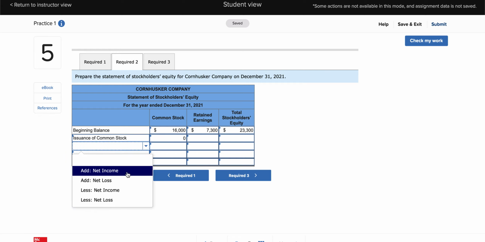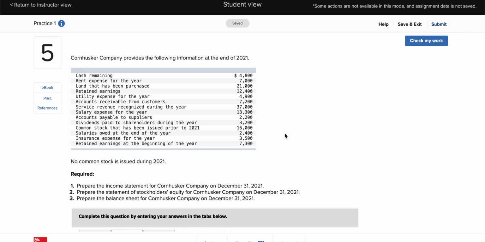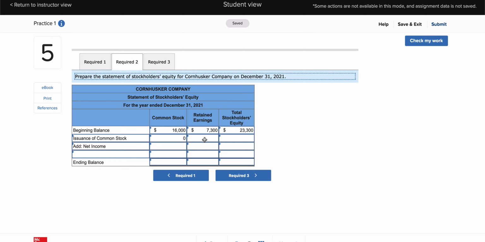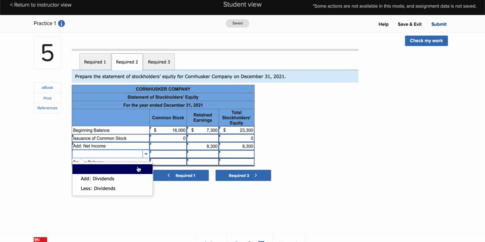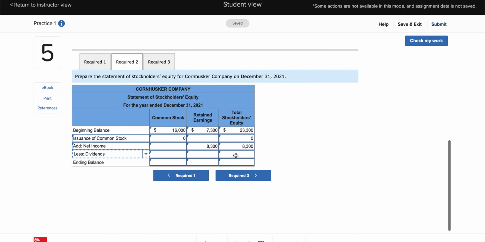The next thing I'm looking for is adding the net income because I know I had net income. That's a number that you will not find up here. Remember, we just calculated that. We want to go back to requirement one and grab the 8,300. And we bring the 8,300 over here as well. And this is going to be zero here. And then finally, we subtract our dividends, and they tell us here that dividends paid during the year were $3,200. We are going to subtract that under this retained earnings column.